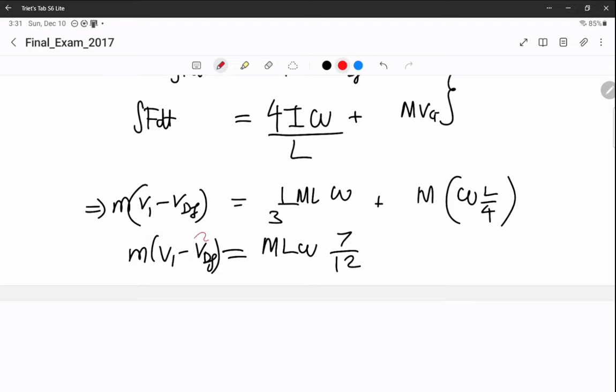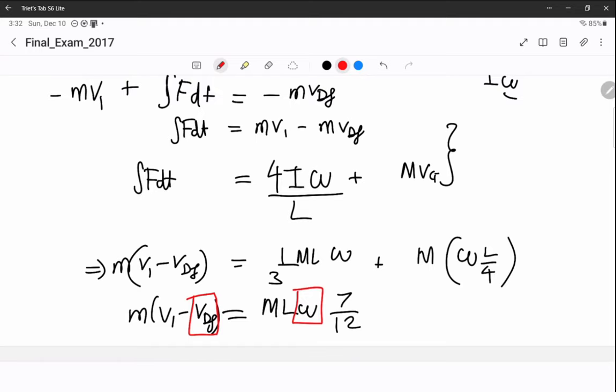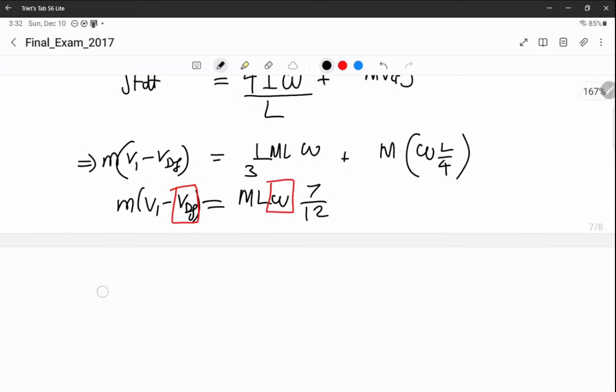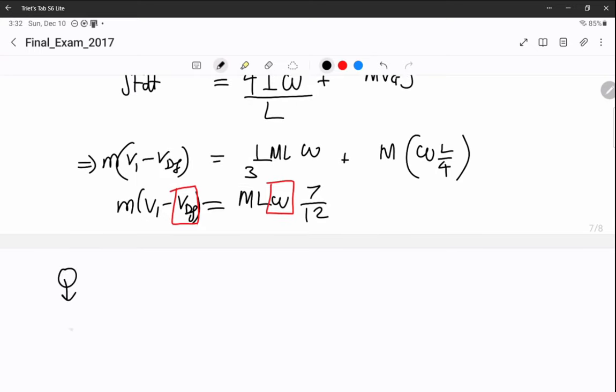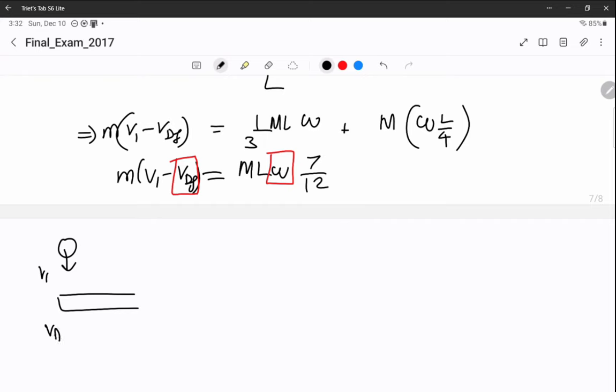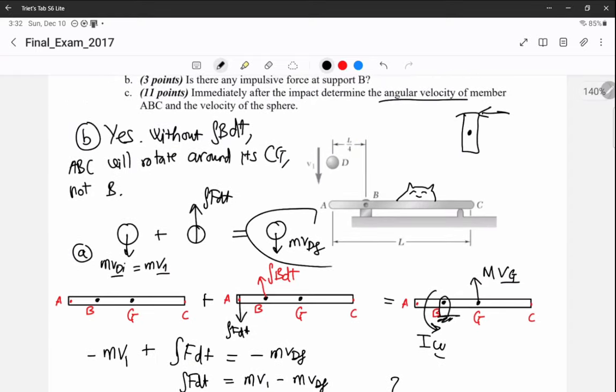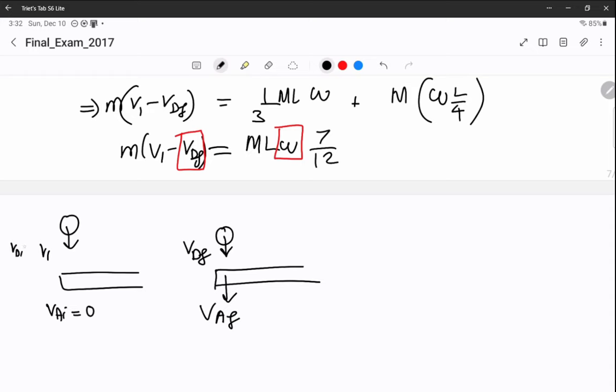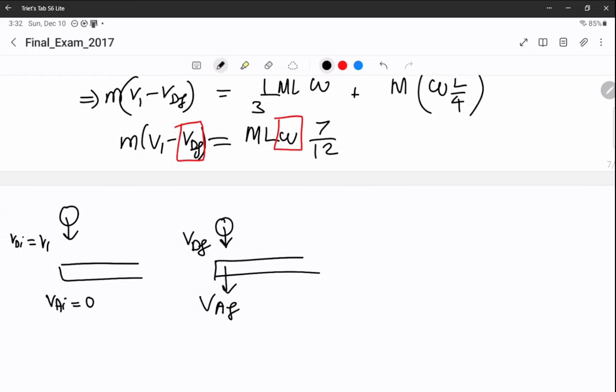We have two unknowns though, VDF and omega, which are both variables that we're interested in. The second equation, one more piece of information we didn't use yet, is E. Before I do E, it's helpful to draw it out. Make sure it runs V1, and this is VA initial, which is zero. And at the end, we have VA final. And this thing at the end is also moving downward. That's explicit because I already implicitly said it's going downward. This VD initial equals V1, and this is VD final. Okay, so from this, you can construct E.